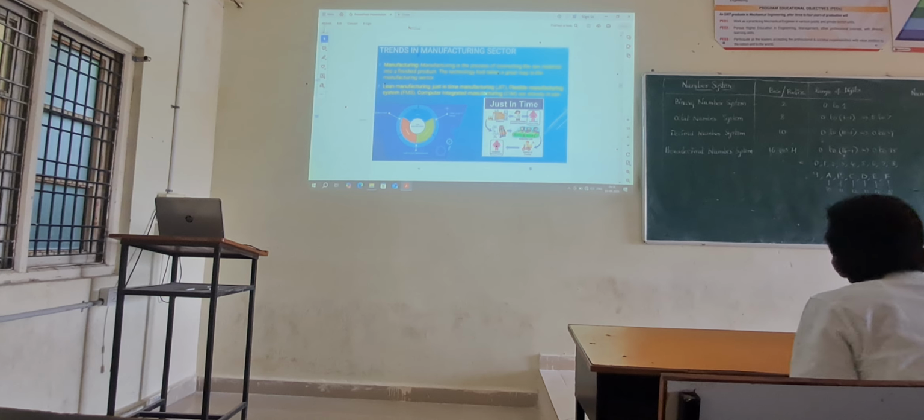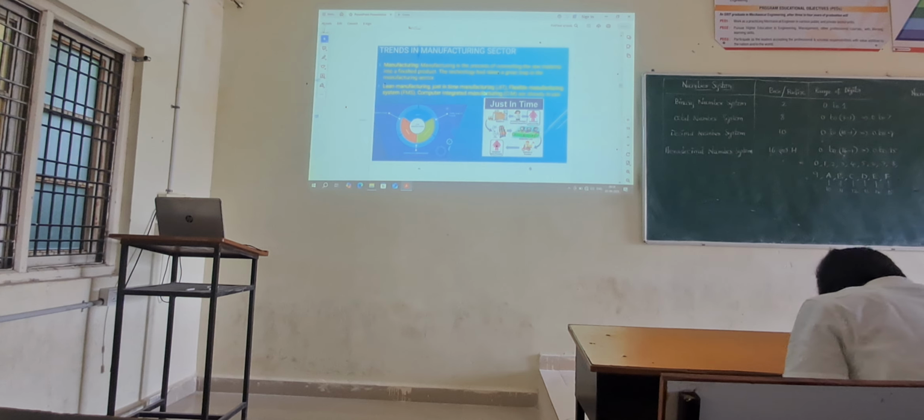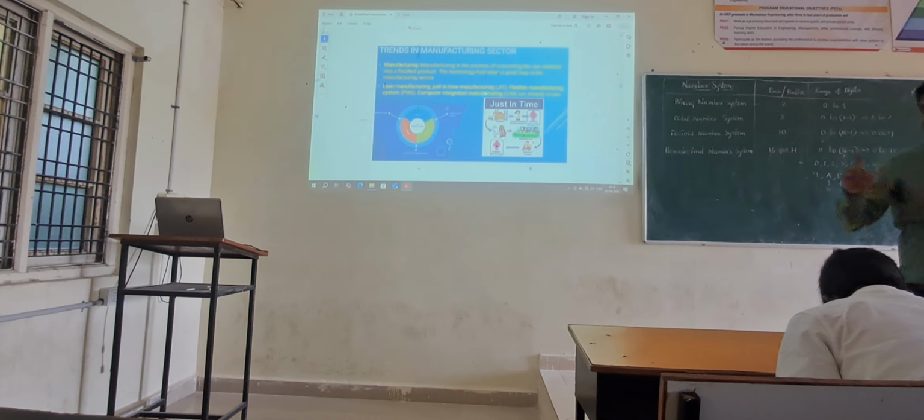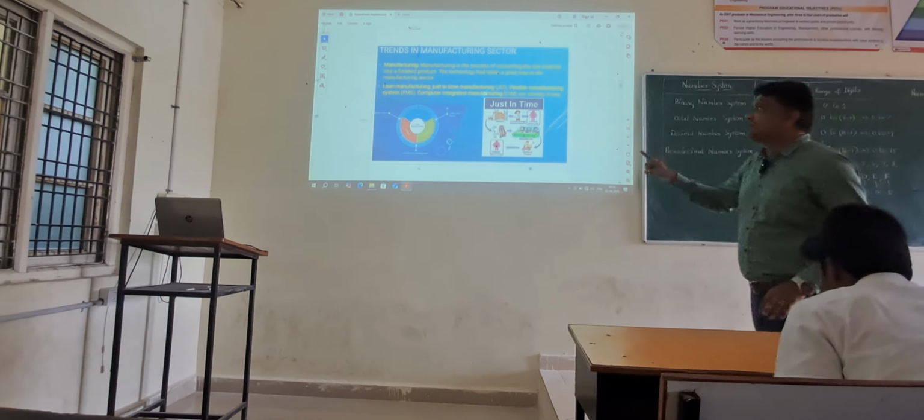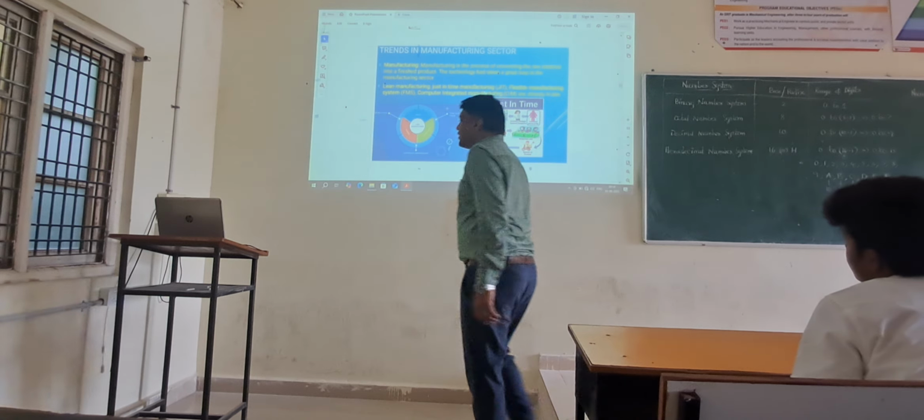If you use this concept, definitely the production will increase. Definitely the production of the company will increase. The profits of the company will increase. That is the main duty of an engineer. By using your brain, we have to give inputs to the company to increase the production. This is one of the concepts given by Japan people to increase the production.